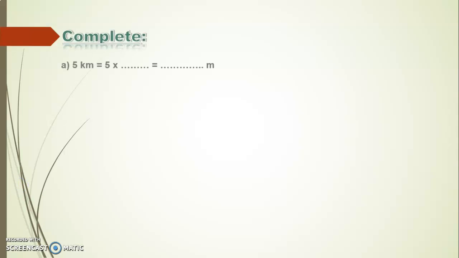Complete. 5 kilometers equals 5 times dots equals dots meters. So to convert from kilometer to meter, I have to multiply by 1000. So 5 times 1000 is 5000.